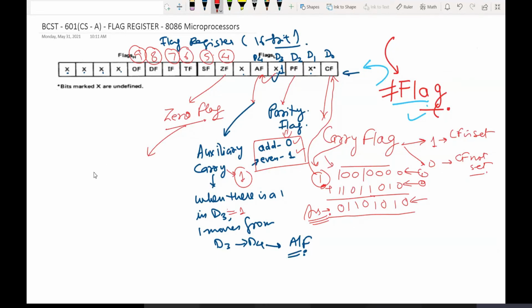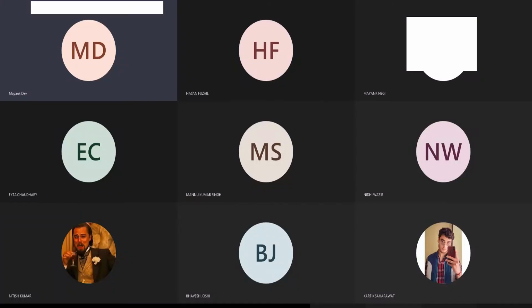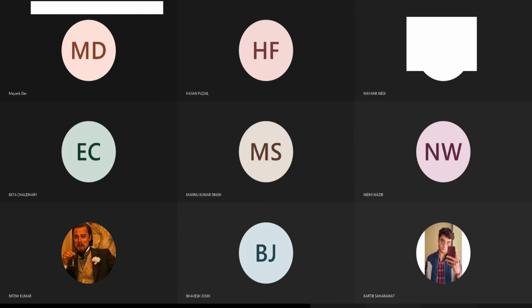Whatever I say now, write it very carefully. Somebody has the mic turned on, kindly mute yourself, because the zero flag is very important to understand. The language is very typical, it's having very typical language.